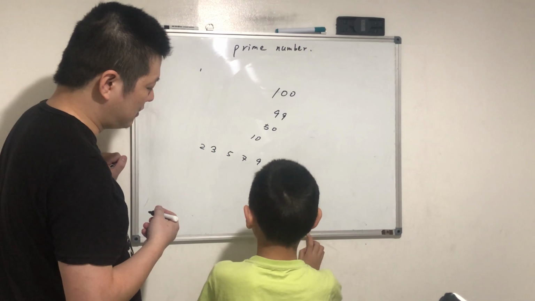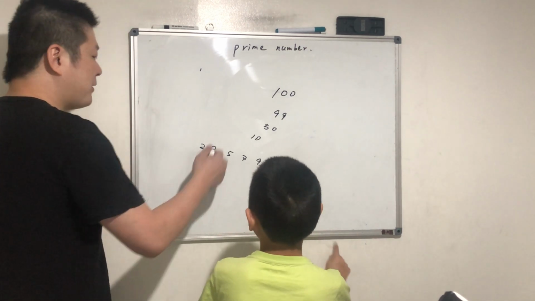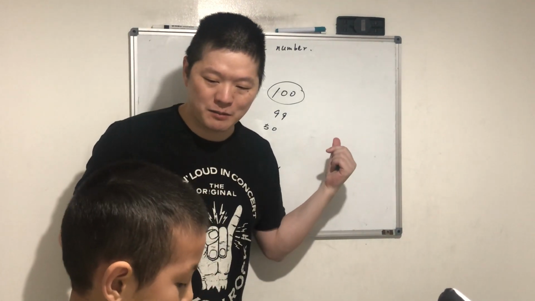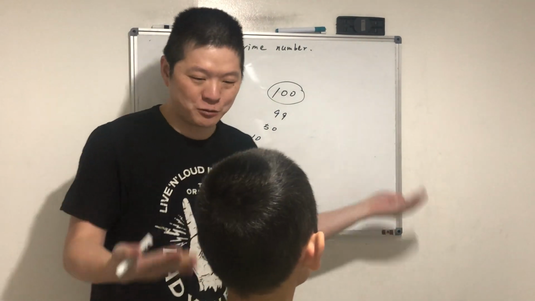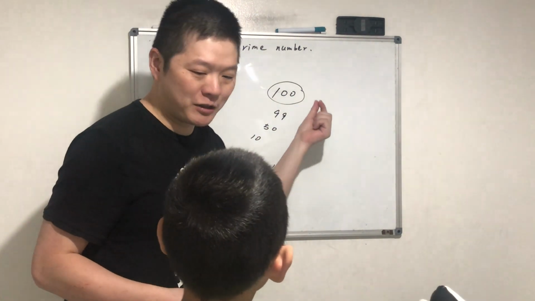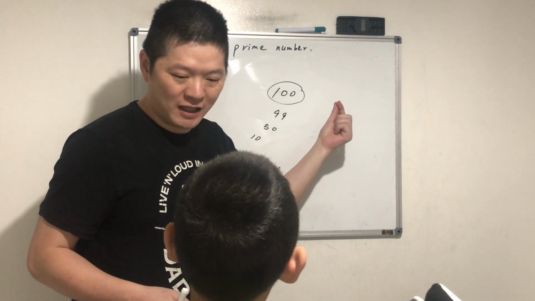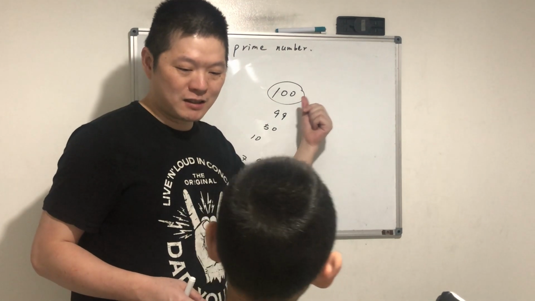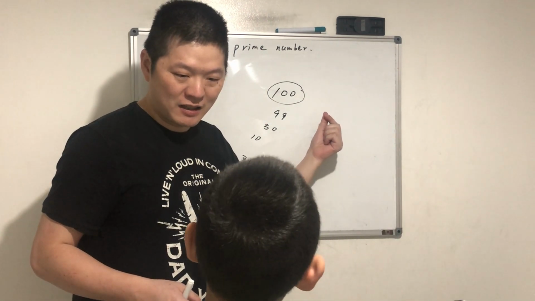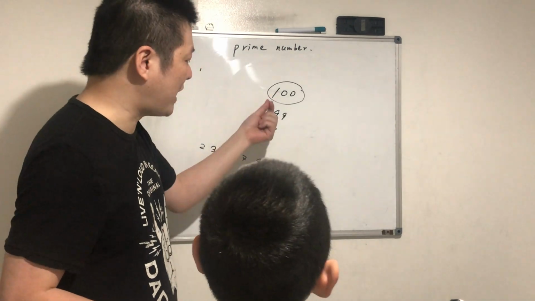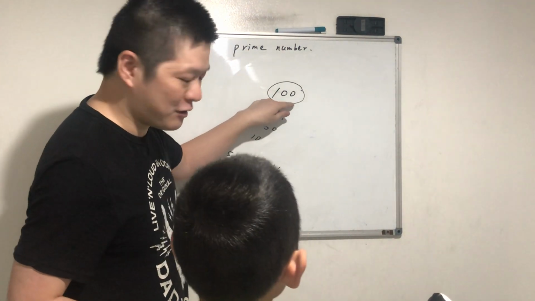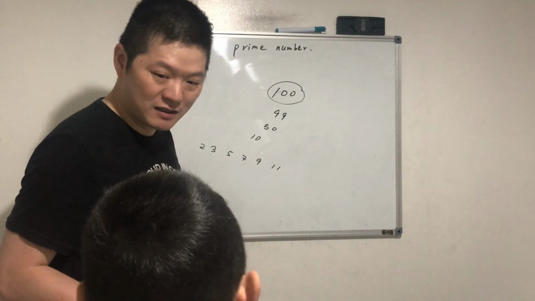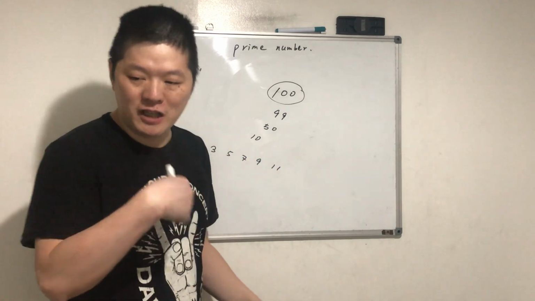I don't really know what you mean. Okay, so for example, 100. If nothing between 1 and 100 can divide it, then it's a prime number. We need to check whether the number can be divided by anything between 2 and 100. Does it make sense? That's the algorithm to check, right?